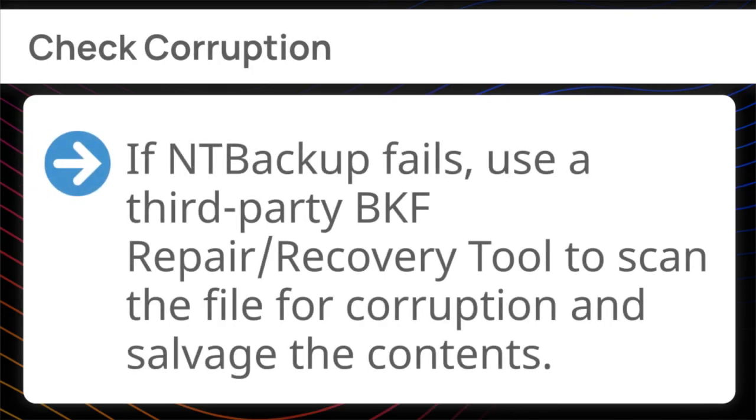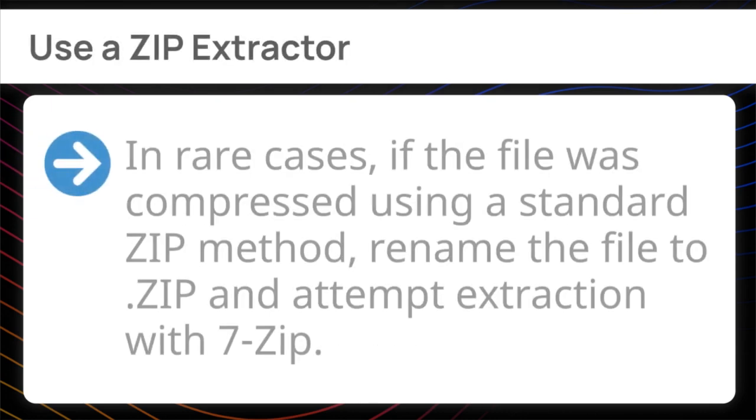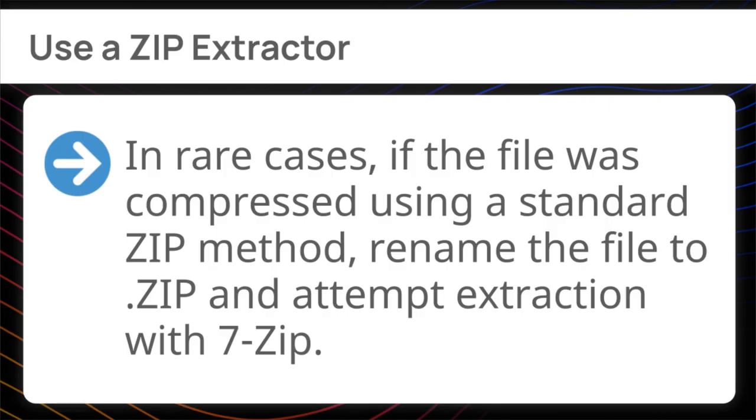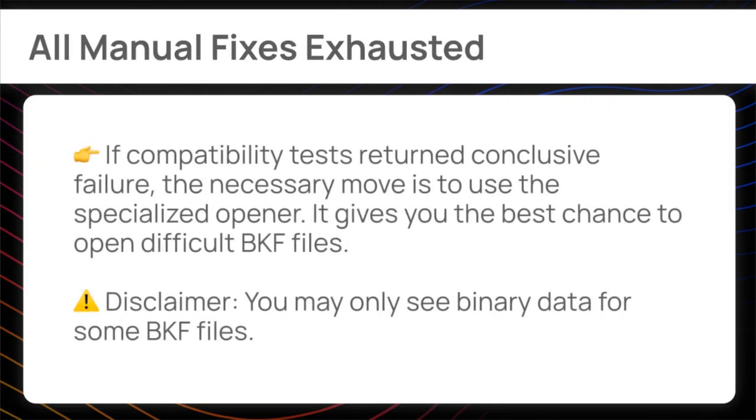If NTBackup fails, use a third-party BKF repair recovery tool to scan the file for corruption and salvage the contents. Finally, use a ZIP extractor. In rare cases, if the file was compressed using a standard zip method, rename the file to .zip and attempt extraction with 7-Zip.